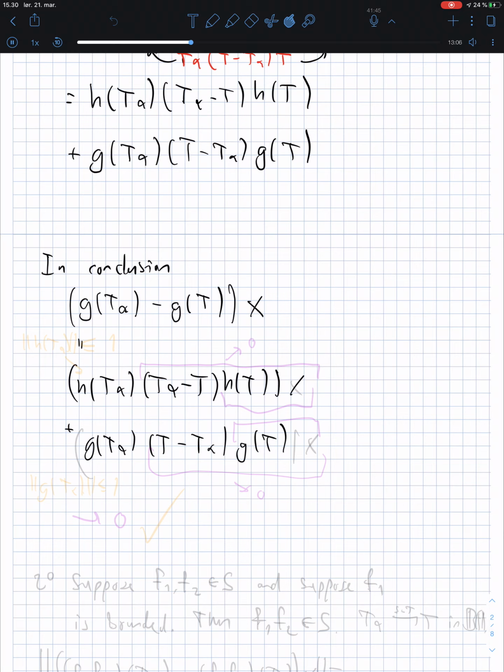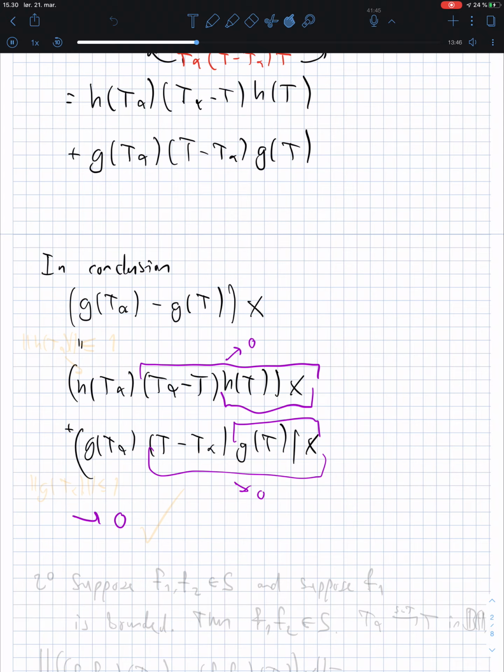So that's the same as applying this one to x and applying this one to x. And I'm claiming that this will go to 0. Right? So why is it that this goes to 0? Well, h of t applied to x is just some vector, right? So t alpha minus t applied to that vector will go to 0, because I know that t alpha goes to t in the strong operator topology. And the same is true down here. This is a fixed vector, so this will also go to 0.